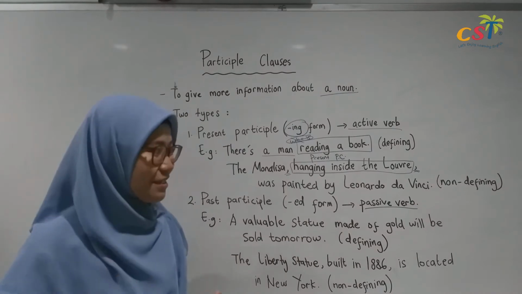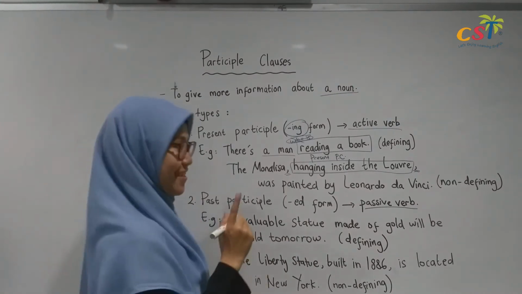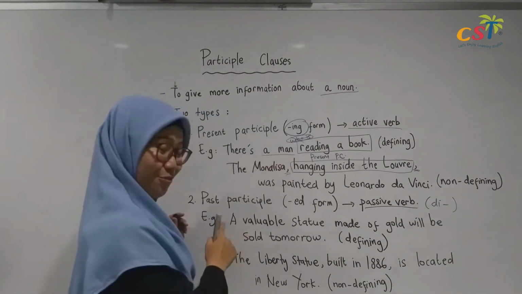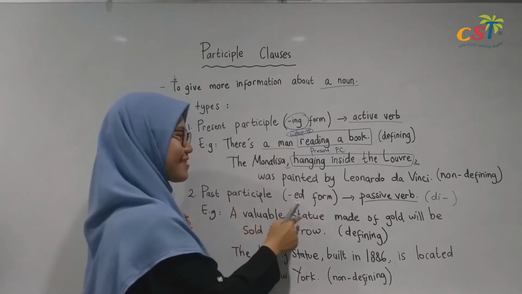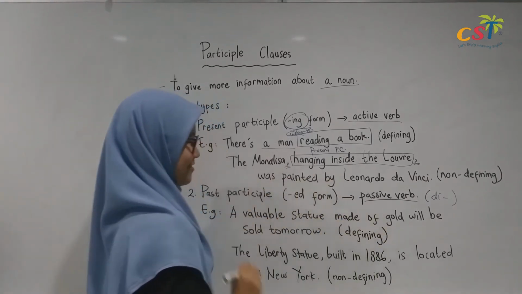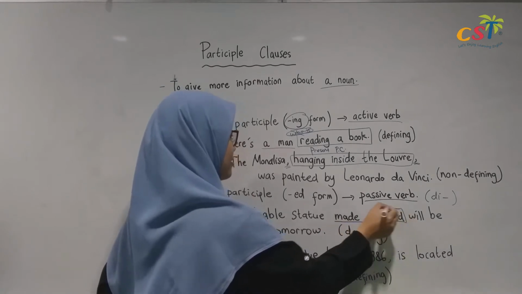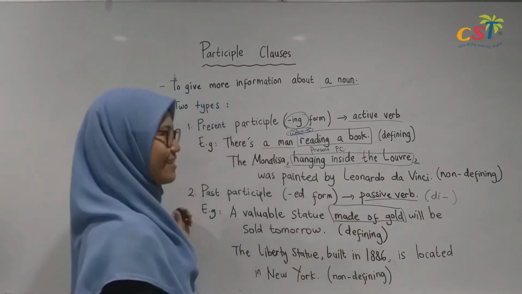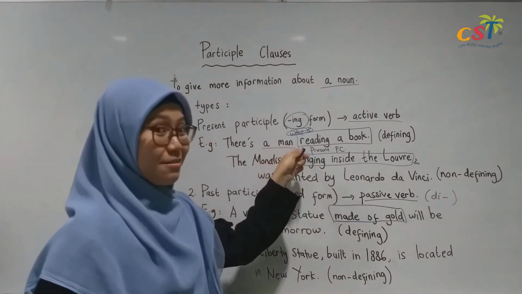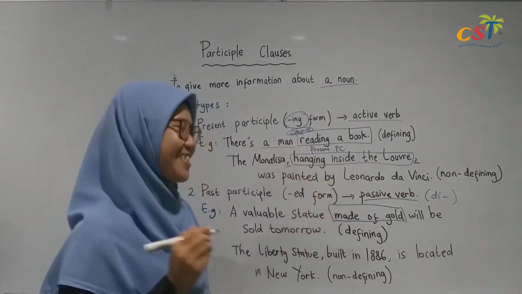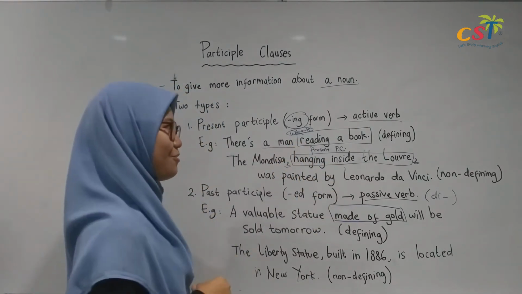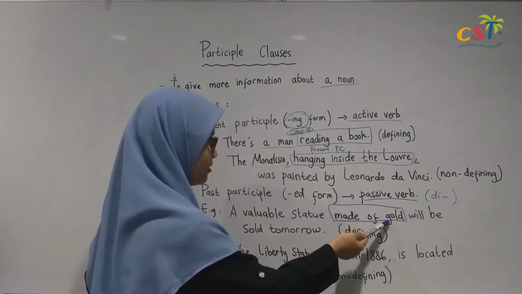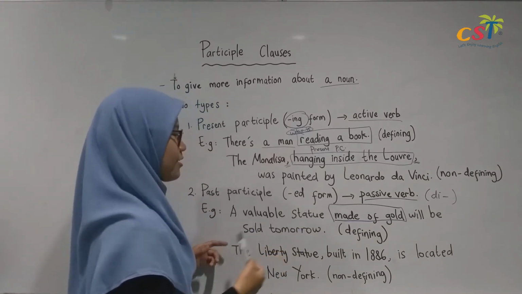What is the meaning of passive? In bahasa, the meaning of passive is "di-". So if you read this sentence, a valuable statue made of gold, this is the participle clause. Made of gold. The meaning is "dibuat", right? Instead of this one, which is not "dibaca" but "membaca". So that's the difference I'd like to remind you of. So this one: a valuable statue made of gold will be sold tomorrow.